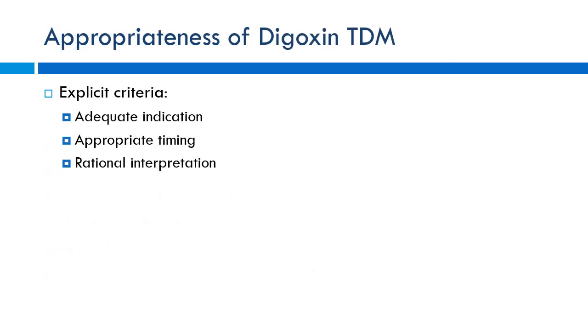So again, looking at, is this an appropriate use for therapeutic drug monitoring? Do we have an adequate indication? Yeah, I think so. We just started the patient on the drug. You want to see where they're at, right? You want to make sure they're at steady state and see what they're doing there. And again, you want to make sure the timing is appropriate. So look at the dose when it was given, look at the time the level was done, and then obviously you want to have a good rational interpretation here, right?